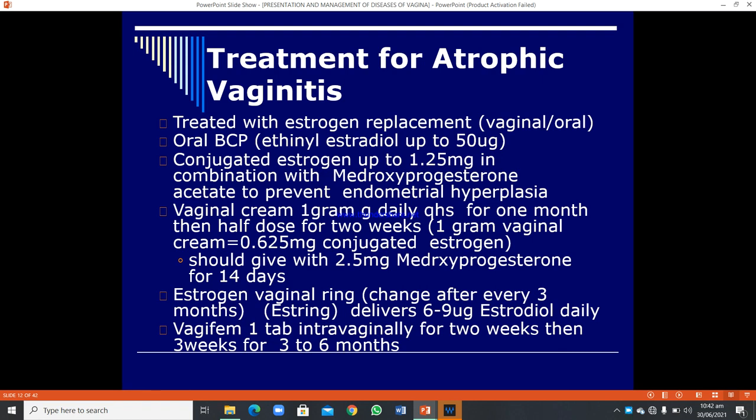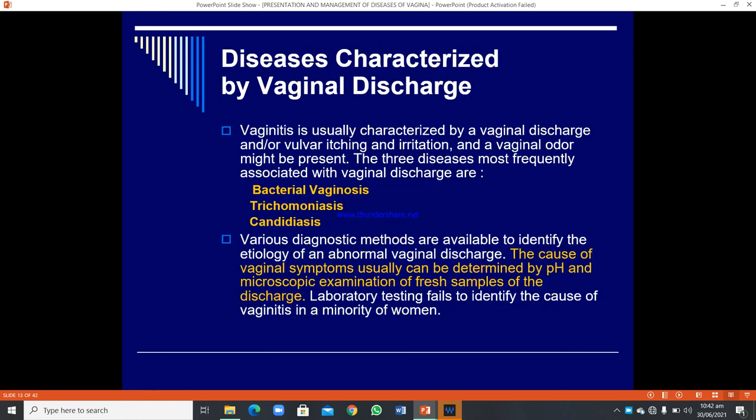Estrogen vaginal ring, change after every 3 months. Estring delivers 6 to 9 microgram estradiol daily. Vagifem 1 tablet intravaginally for 2 weeks, then 3 weeks for 3 to 6 months. Diseases characterized by vaginal discharge: vaginitis is usually characterized by a vaginal discharge and or vulvar itching and irritation, and a vaginal odor might be present. The 3 diseases most frequently associated with vaginal discharge are bacterial vaginosis, trichomonas, and candidiasis.